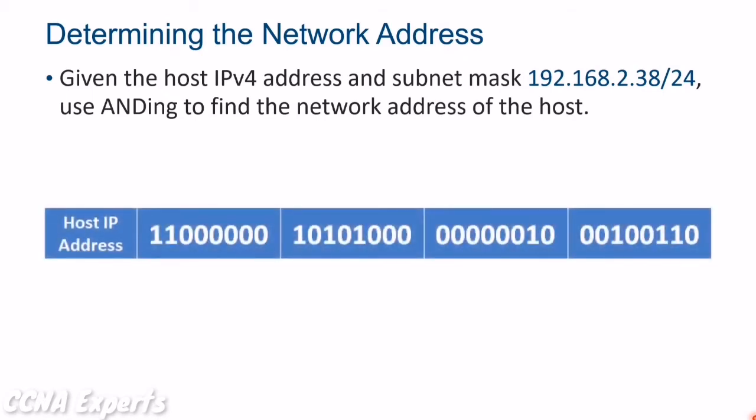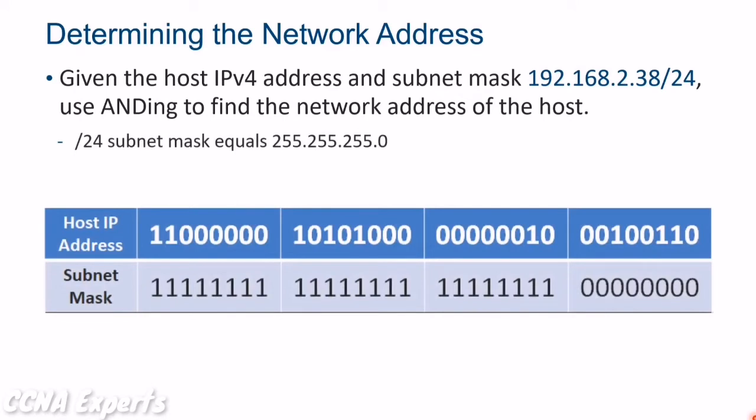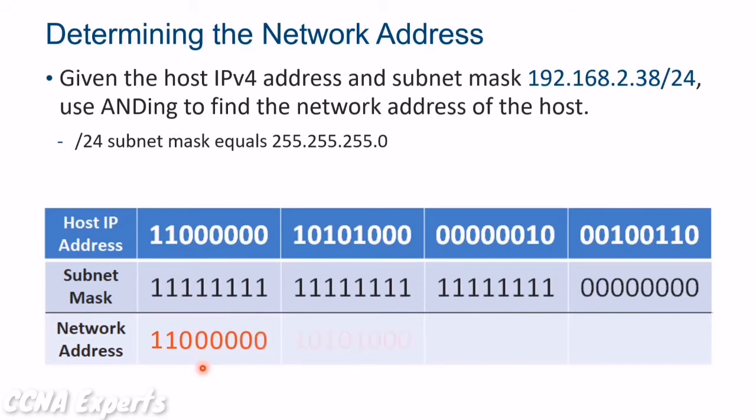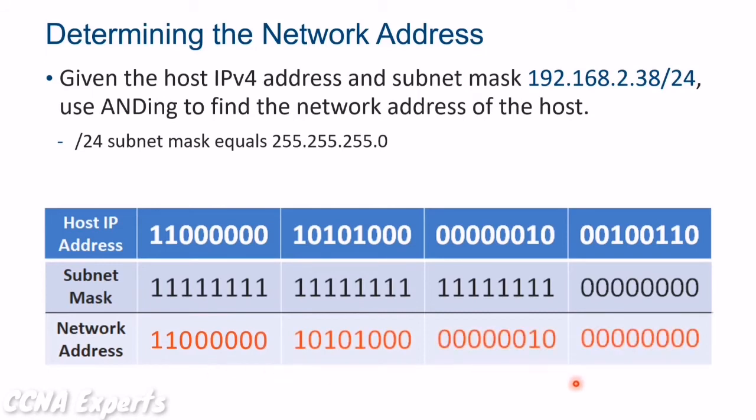Here's the host IP in binary. Here's the subnet mask in binary. If we compare them bit for bit, we can see that a 1 and a 1 results in a 1, a 1 and a 1 results in a 1, a 0 and a 1 results in a 0, a 0 and a 1 results in a 0, and so on until we have compared all 32 bits. Notice that the last octet is all binary zeros.